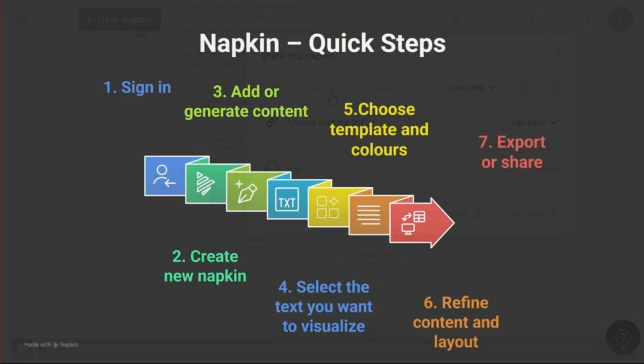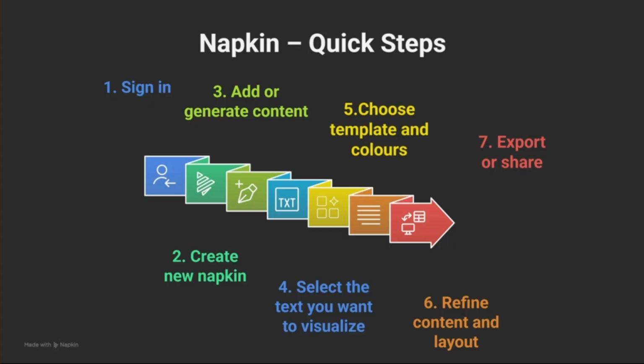Now I only had a few words, a short list, and an image, but I could add much more as well. So when you are using Napkin, you sign in, you create a new napkin, you add or generate the content, and after that you select the text you want to visualize. Sometimes it's the whole text, as I had in the example, but if you have a lot of text, several pages, it might be some part of the text that you want to visualize. And then you choose the template and the colors, and then you can start refining the content, the text, the colors, the layout, whatever you want to change in there. And at the end, you export it as an image, or you can share the whole document.